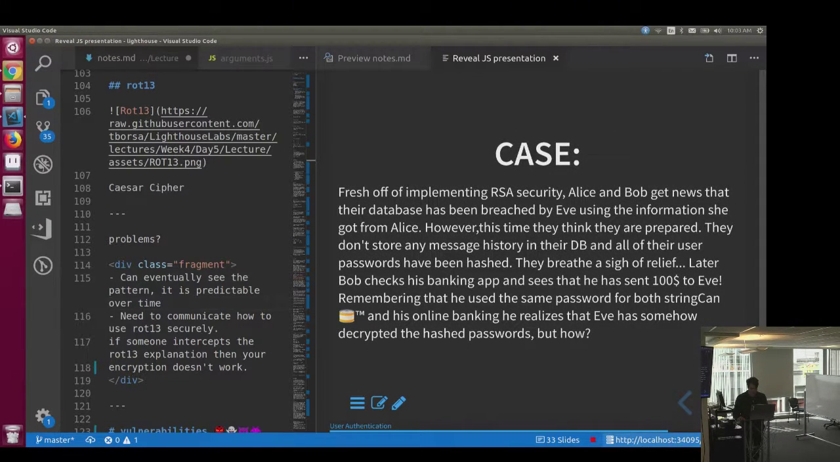Cool. So we're back with Alice and Bob. They're fresh off implementing this RSA security.